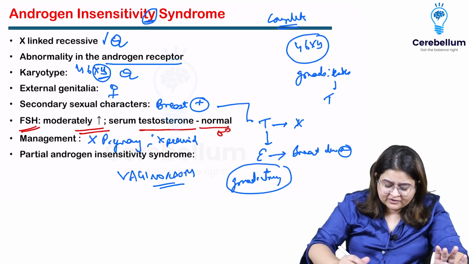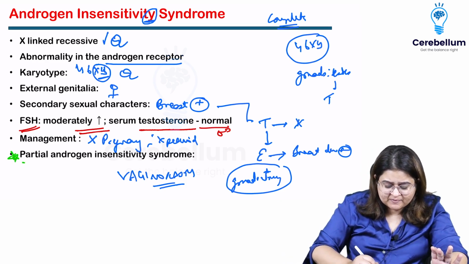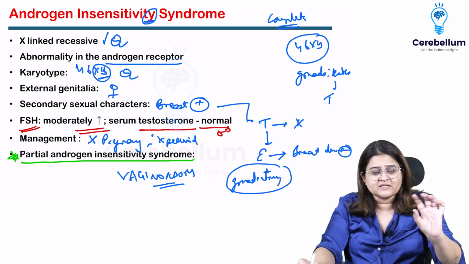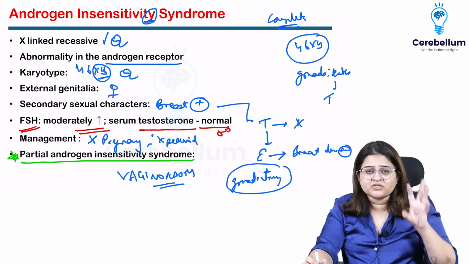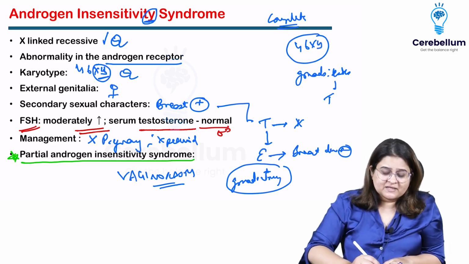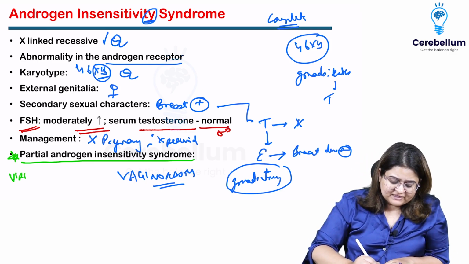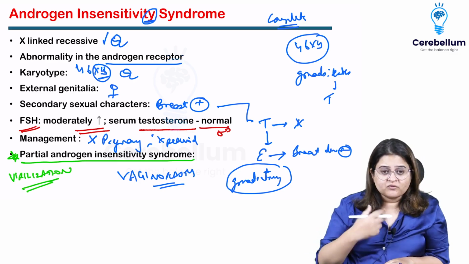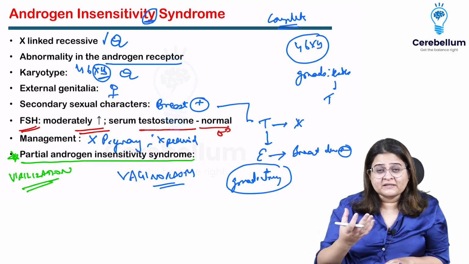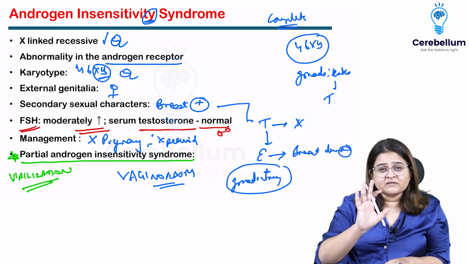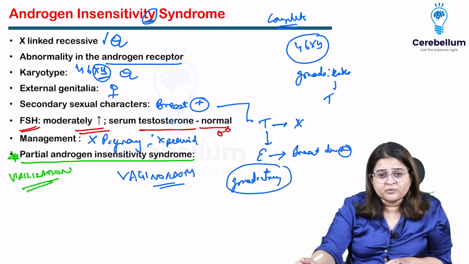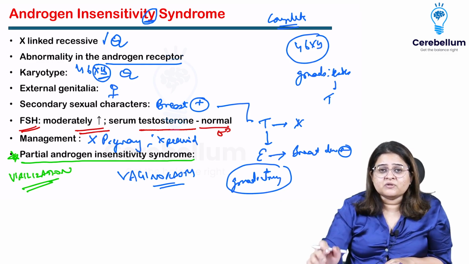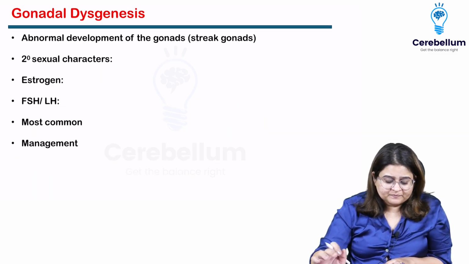Now, there's a small category of patients called partial AIS. Partial AIS means some androgen sensitivity is there, so some action is there. These usually present with signs of virilization at puberty. That means there will be hoarseness of voice, there will be clitoromegaly. So some ambiguity in the genitalia will start appearing at puberty. Otherwise, this is very similar to complete AIS.